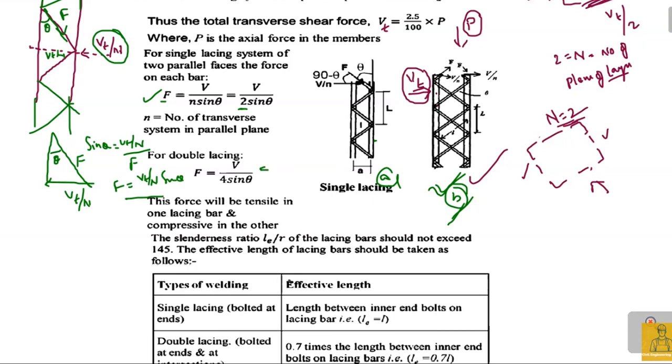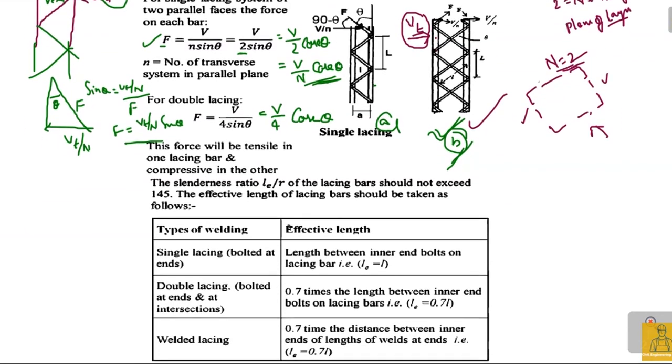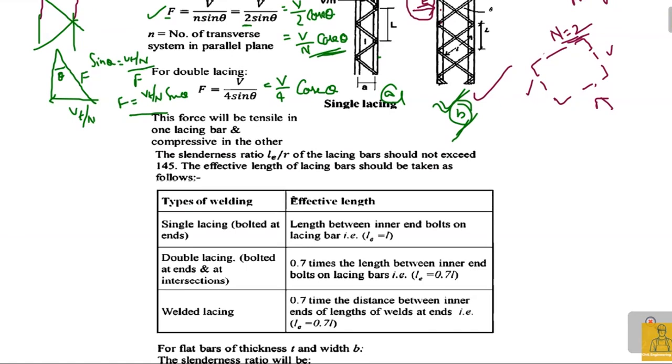And of course, how else can we write the equation? V by 4, what is 1 by sin? Cosecant theta. And you can write V by 2 cosecant theta. Cosecant, not cos, cosecant. So we can write V by n cosecant theta. You will find this expression used in the next part. Now coming to the remaining thing. So you know what the force is and how to calculate it in the lacing bars. This force will be tensile in one lacing bar and compression in the other.